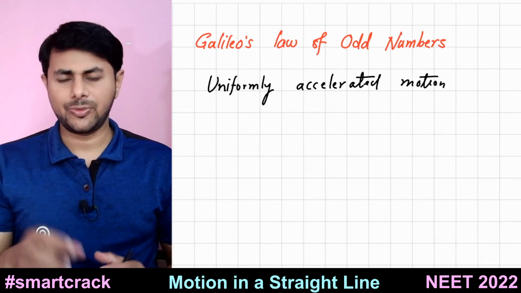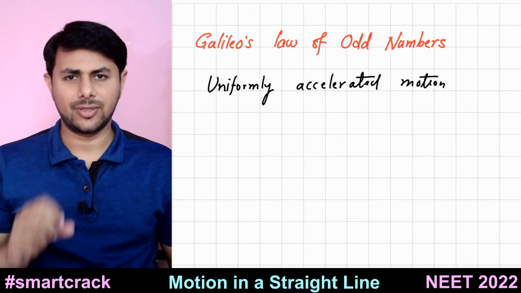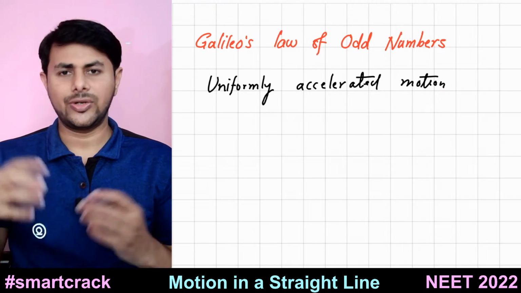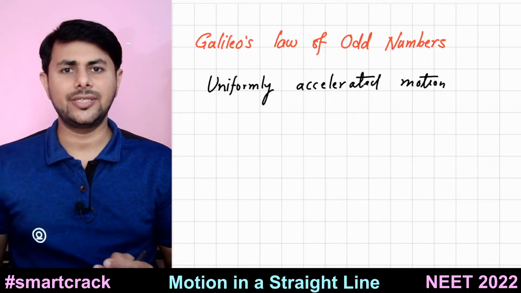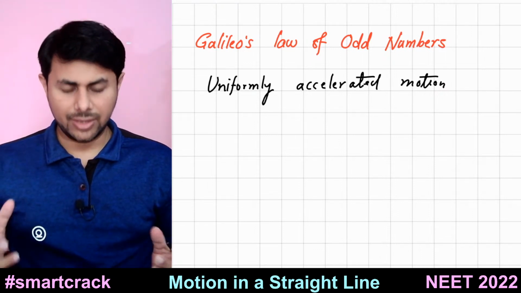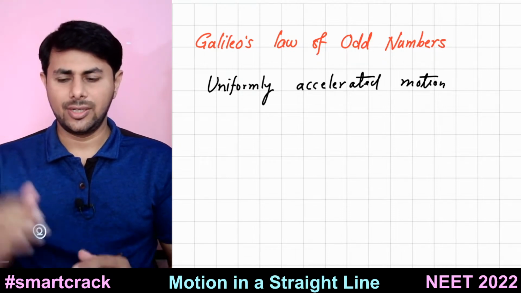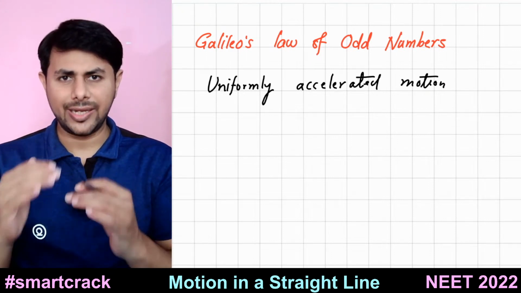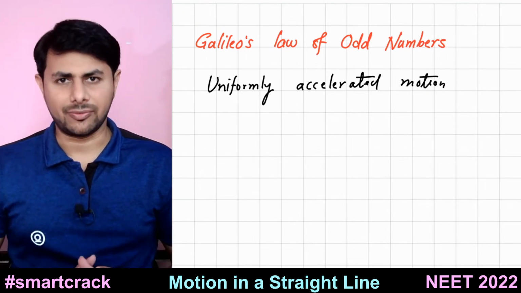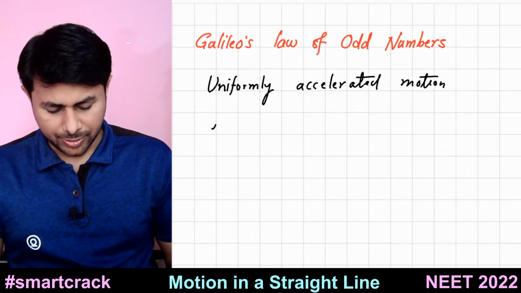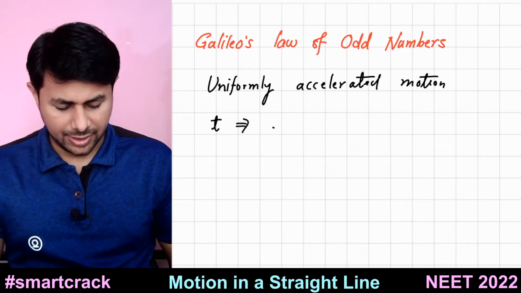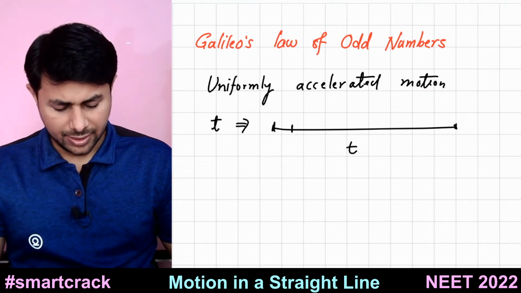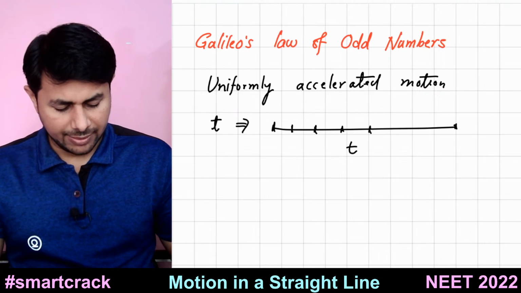For an example, let's suppose I take a ball, I drop it. So it is falling freely under gravity. So what is acceleration in this case? Acceleration is acceleration due to gravity. Now let's suppose the ball travels some distance in some time, and we break that time in equal time intervals. So total time is t, and I break it in equal time intervals.